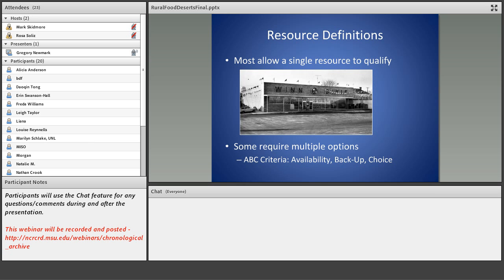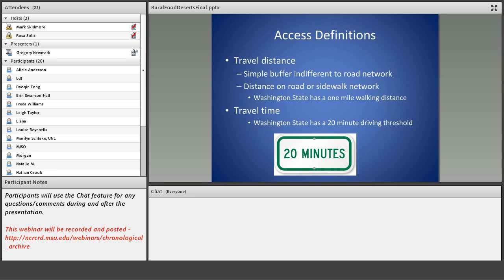So I'm going to speed up slightly. Most definitions allow a single resource to qualify. If there's just one store, you're no longer living in a food desert. Some require that there be multiple options, and I really like this ABC criteria that we've seen, which is there needs to be availability, there needs to be backup, and there needs to be some choice.